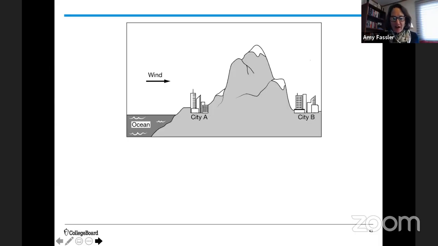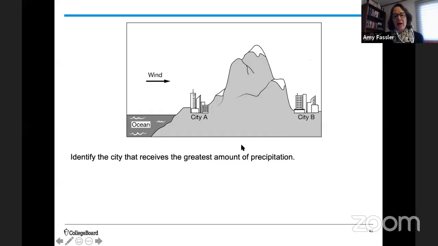We have a little bit of guided practice. Whoa, looking at another diagram, go figure. So here I have the ocean, here I have city A, here I have city B. Identify the city that receives the greatest amount of precipitation. So this is easy. You don't have to explain anything yet.